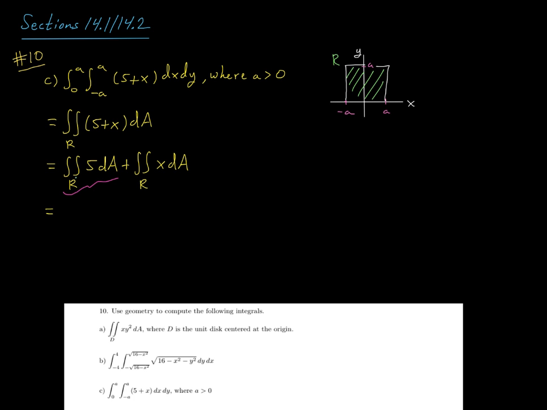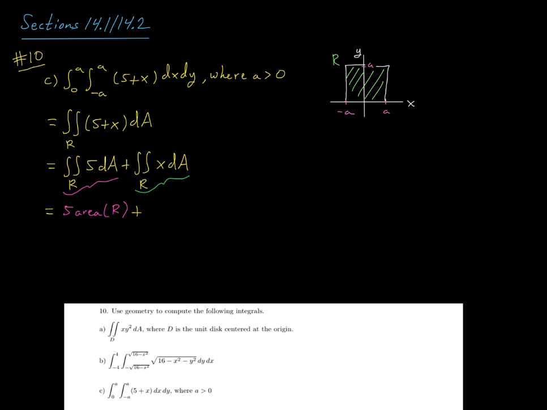Okay, and so now let's use a few things that we've seen. This right here is what? Well, if you go back to question 3 on the worksheet, this is going to be 5 times the area of our rectangle R. And that's not a hard area to find, right? It's just a rectangular area. And then we're going to add to this the integral of just x over our rectangle R.